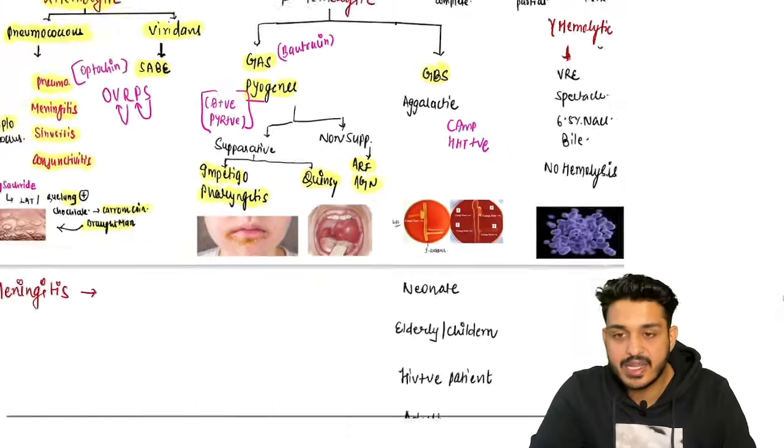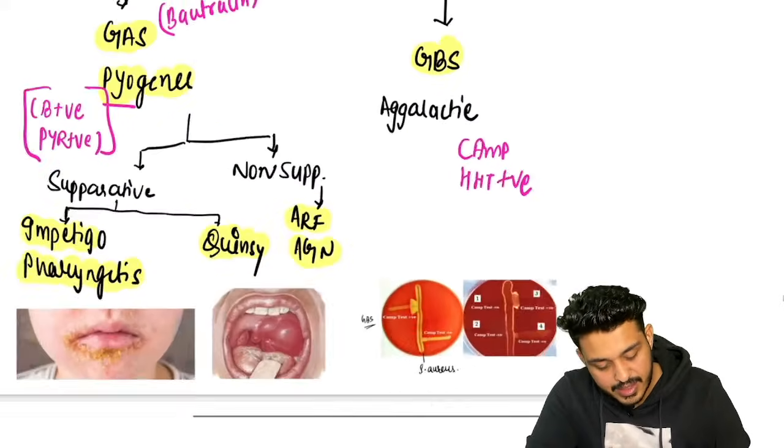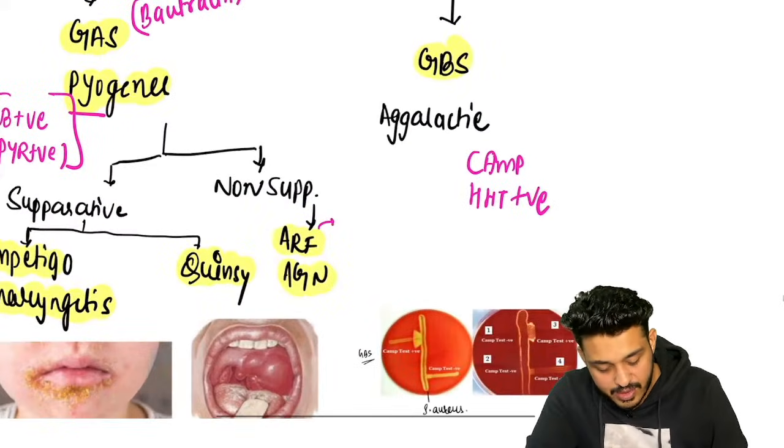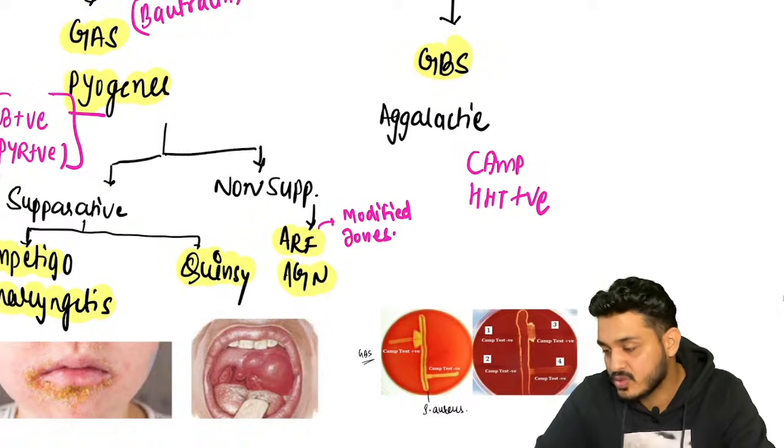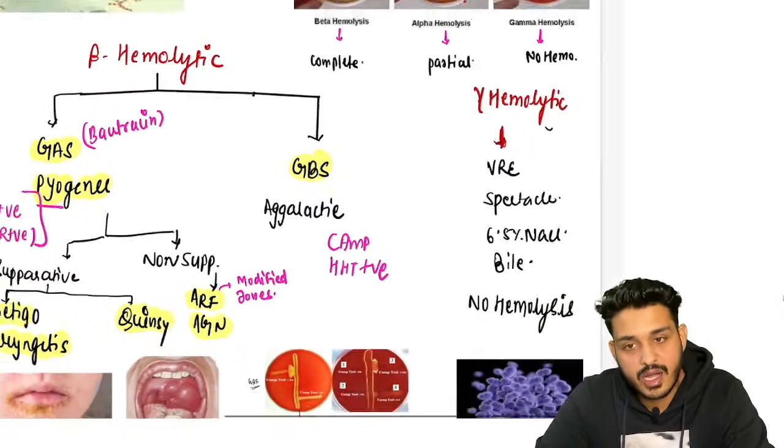Acute rheumatic fever. What is the criteria you are going to follow for ARF? The criteria you are following for ARF is known as modified Jones criteria. Modified Jones criteria we are following for acute rheumatic fever.